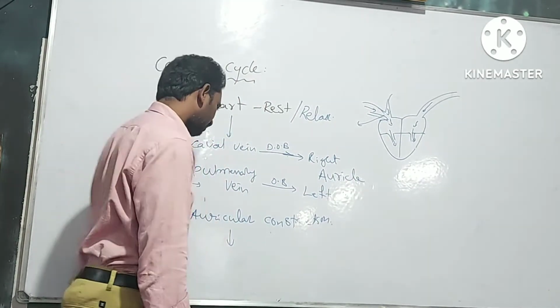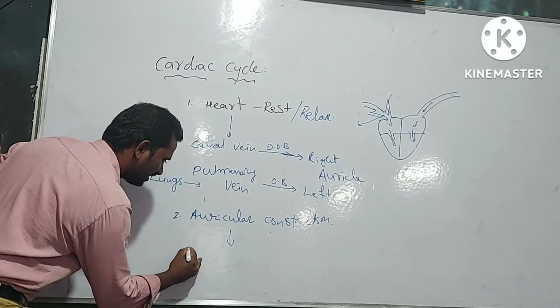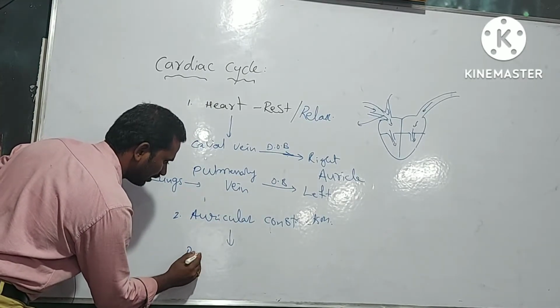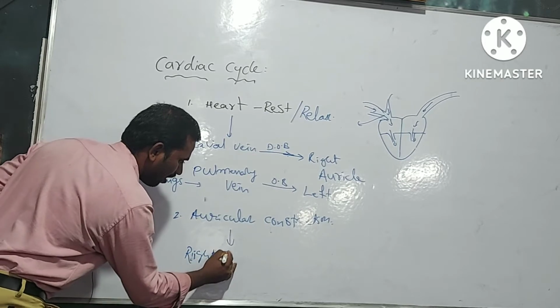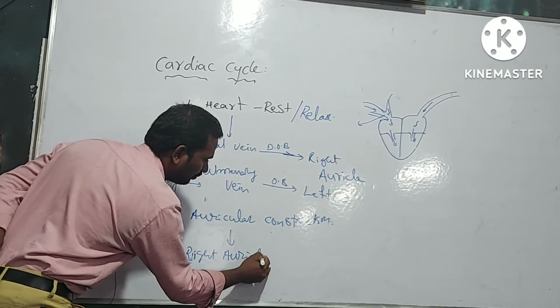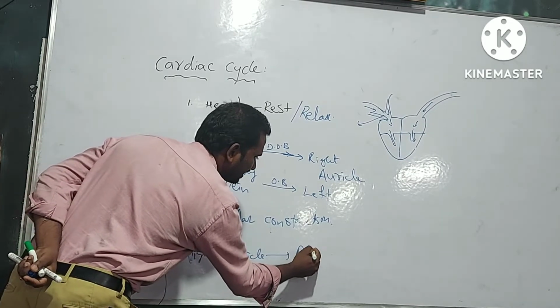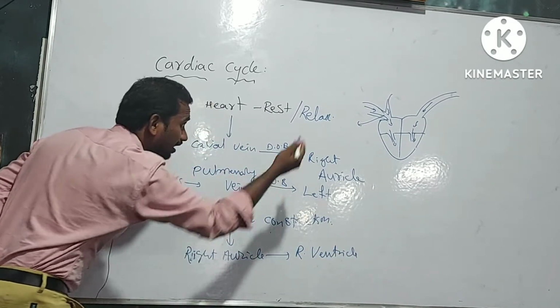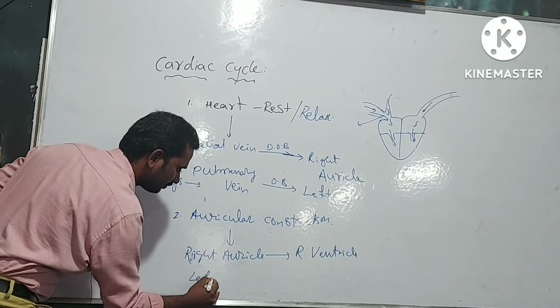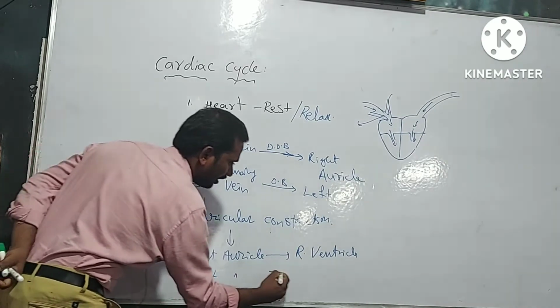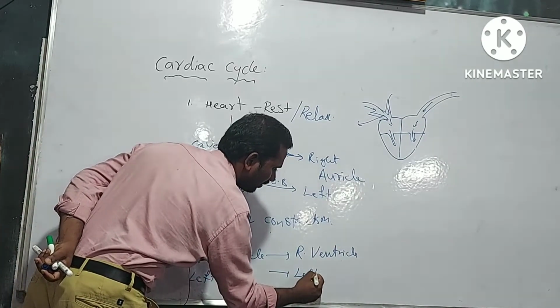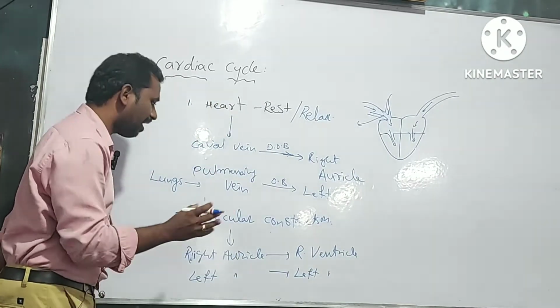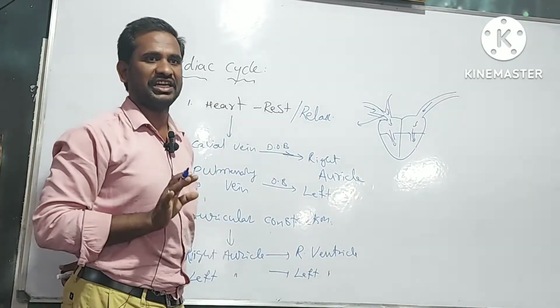So now it means the right auricle to the right ventricle, and the left auricle to the left ventricle, at the time of auricular contraction.